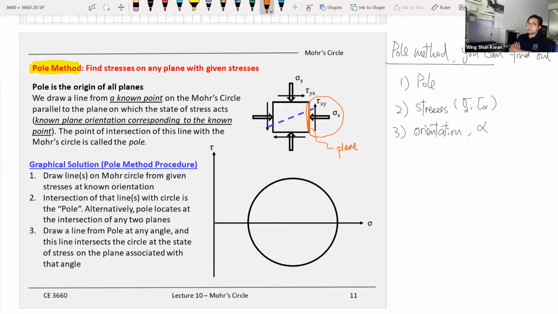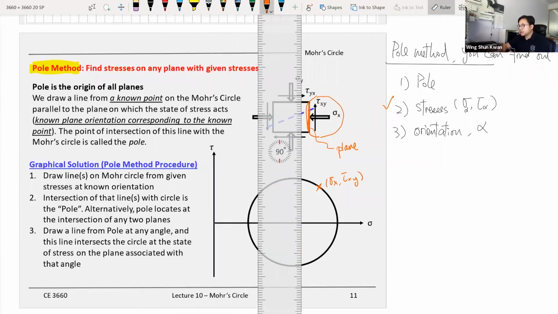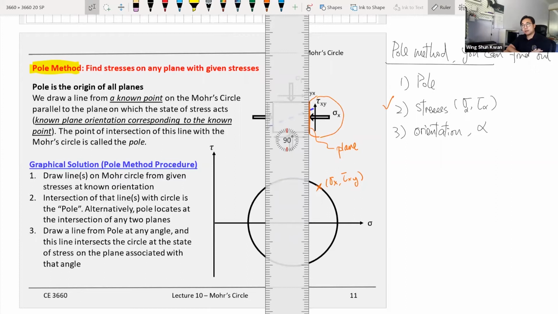So if you look at this piece of information, we know the stress. The stress is sigma x and tau xy. Sigma x is positive, and tau xy is also positive, right? Because it's anti-clockwise. So this is sigma x and tau xy. So we know the stress point, and also we know the orientations of the plane, because the plane is the orange line. This is the plane.